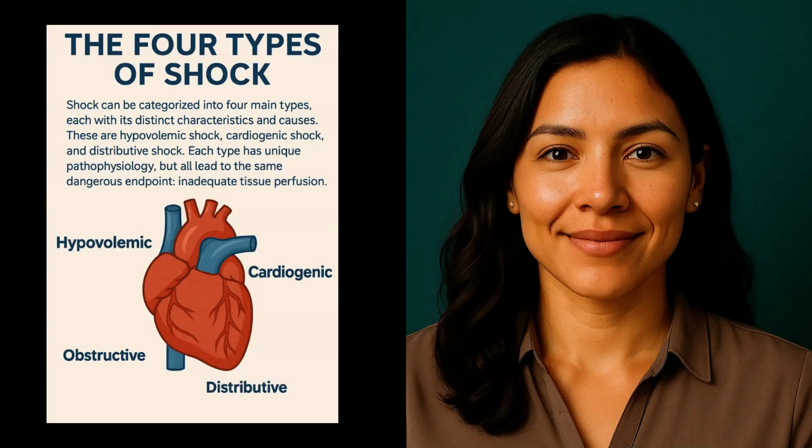Shock can be categorized into four main types, each with its distinct characteristics and causes. These are hypovolemic shock, cardiogenic shock, obstructive shock, and distributive shock. Each type has unique pathophysiology, but all lead to the same dangerous endpoint: inadequate tissue perfusion.